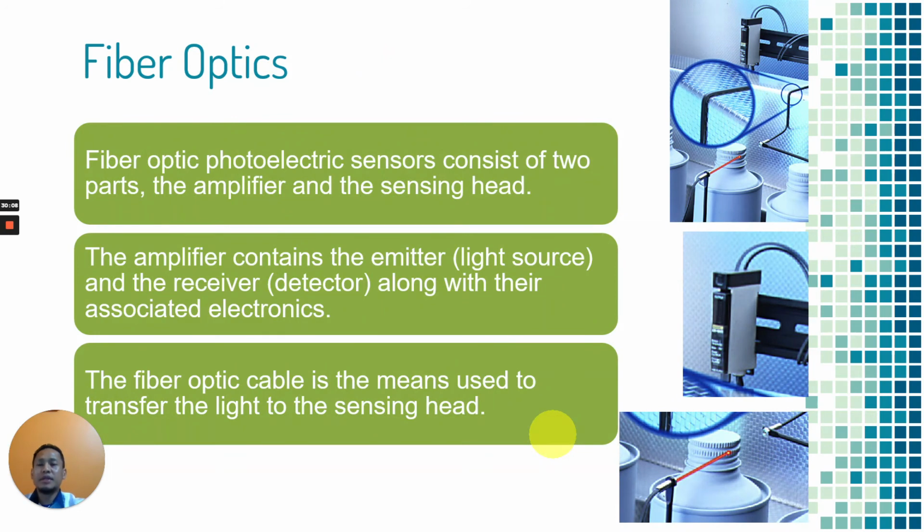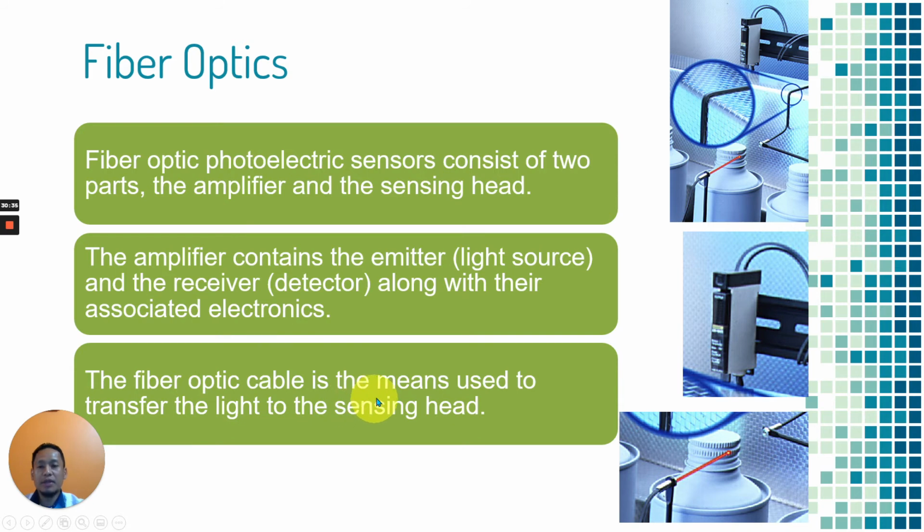And the next one is the fiber optic sensor. A fiber optic photoelectric sensor consists of two parts, an amplifier and a sensing head. So they need to amplify the signal, because the sensor is usually very small. The amplifier contains the emitter, like the source, and the receiver, the detector, along with their associated electronic components.